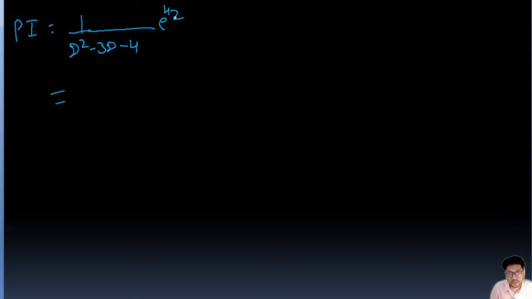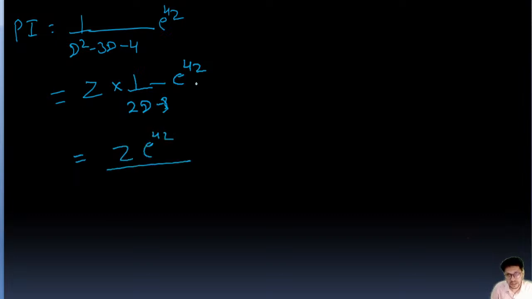So here, if you put D equal to 4, then it is going to give 0 value. So f(a) is going to be 0. So that's why I'm going to do it directly. This is going to be z e to the power 4z upon f dash value, z into 1 upon f dash, so 2D minus 3 e to the power 4z, because putting the value is giving 0. Now we'll put D equal to 4, so 2 into 4 minus 3.